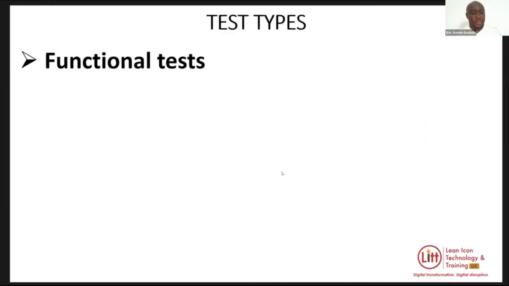Testing types, as I mentioned earlier on, I won't be spending too much time on that, but I thought I'll give us a few examples of testing types. So, functional tests. Functional tests, for instance, involve tests that evaluate functions that the system should perform. Example, unit testing, component testing, smoke testing, sanity testing.